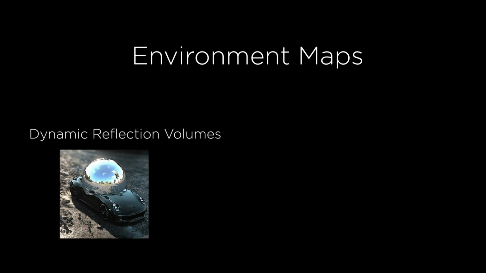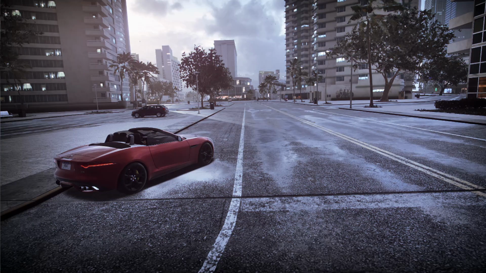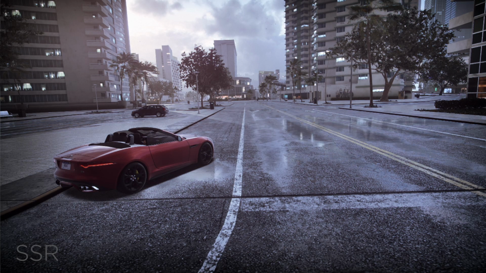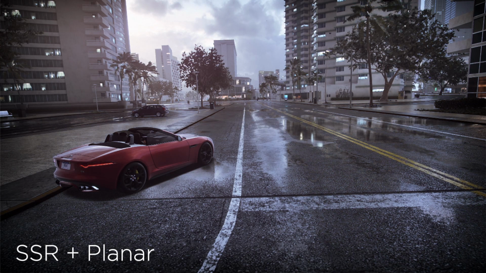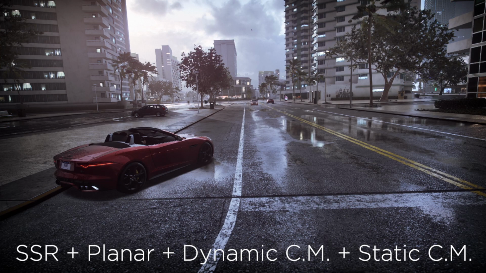Environment maps in the form of cube maps exist in two different forms in Frostbite: dynamic reflection volumes, which are continuously updated, and static reflection volumes, which can be either pre-rendered or initialized once they have been loaded. Reflections are composited in the following priority order: first SSR, then planar reflections, dynamic cube maps, and finally static cube maps.